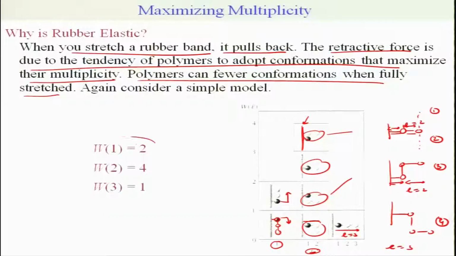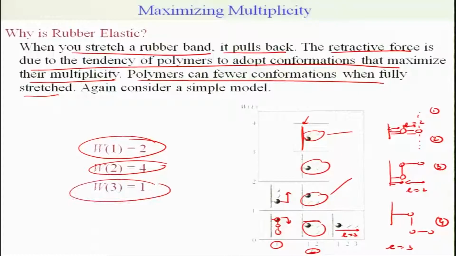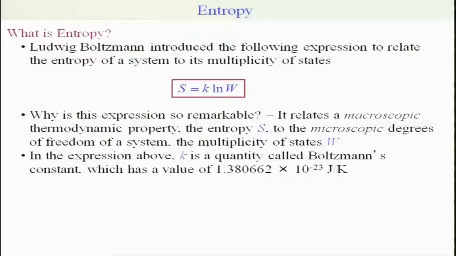With this, the multiplicity for conformations with L equal to 1, that means close to the wall, is 2. With L equal to 2 there are 4, with L equal to 3 there is 1, which indicates that this is the most preferred conformation, where the multiplicity is maximum. Okay. And this is primarily the reason why, when you stretch it, it comes back to the intermediate length. Okay. So, with this basic understanding, let me formally define entropy in terms of multiplicity.